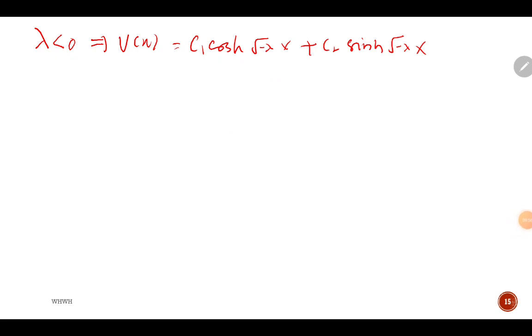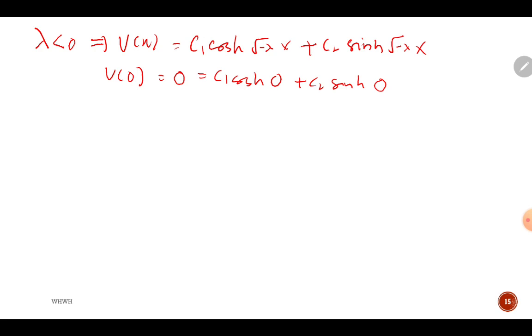Okay, so now kita consider third case, lambda less than 0. So for lambda less than 0, ni dia punya equation. Vx equals to C1 cosh root of minus lambda x plus C2 sinh root of minus lambda x. So kita akan ganti V0. Okay, V0 equals to 0 kan. C1 cosh 0 plus C2 sinh 0.